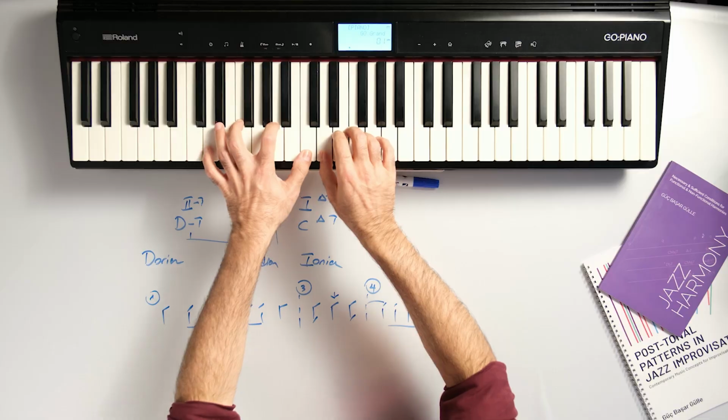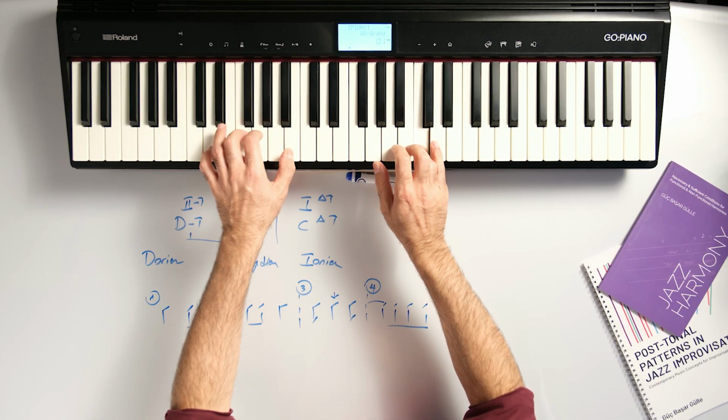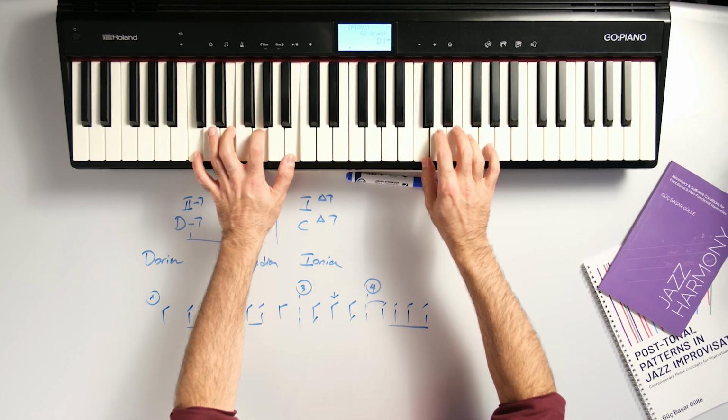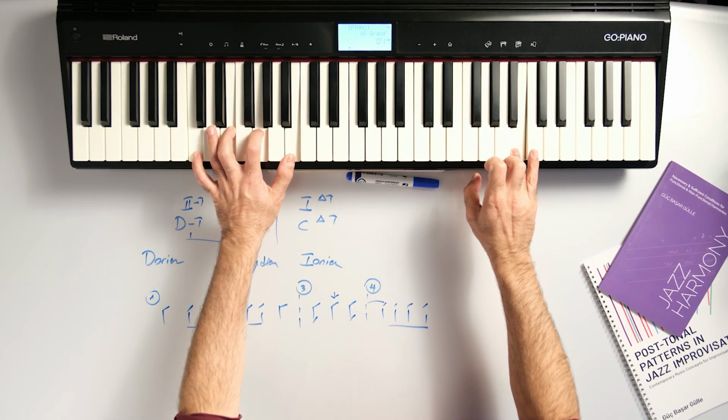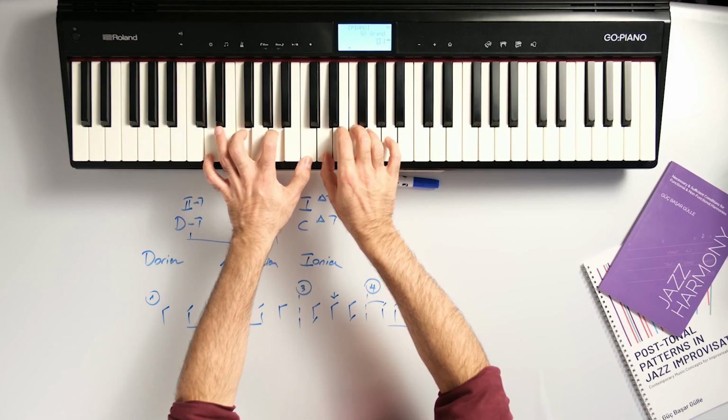Okay, let's apply these two important approaches, the chord scales and the rhythm, on the basis of this tonal progression, and we'll see how they interact with each other. Okay, this is 2 minor 7, Dorian, Mixolydian, and then I will apply the factorial rhythm.